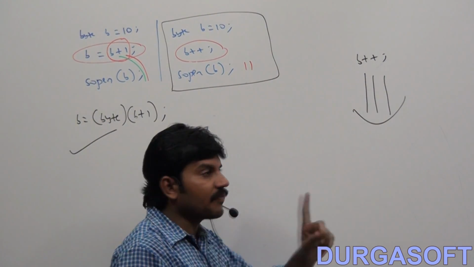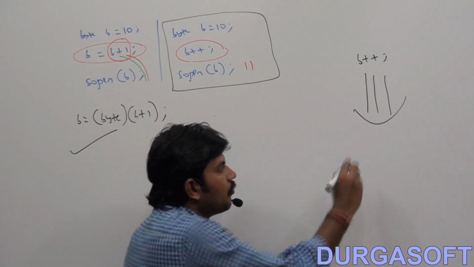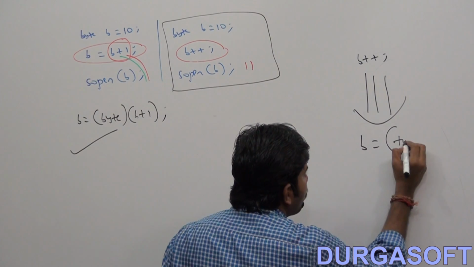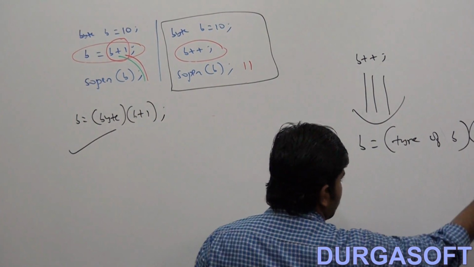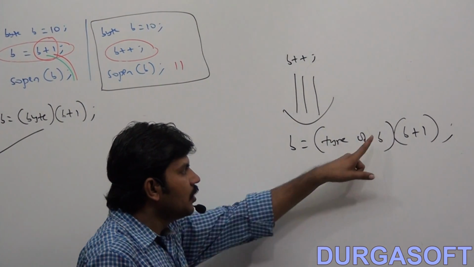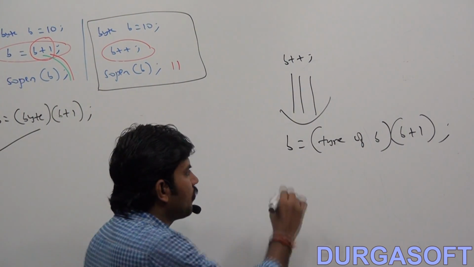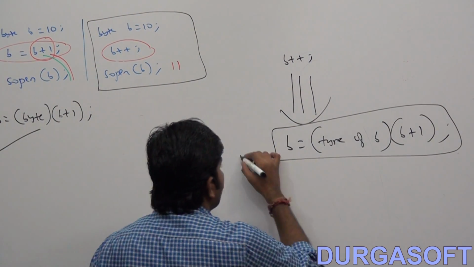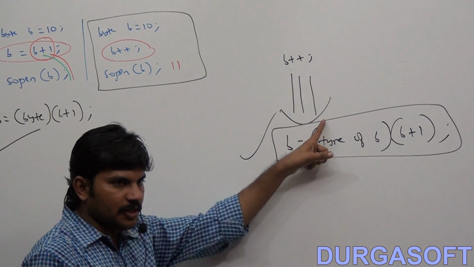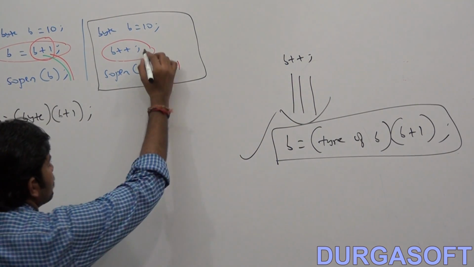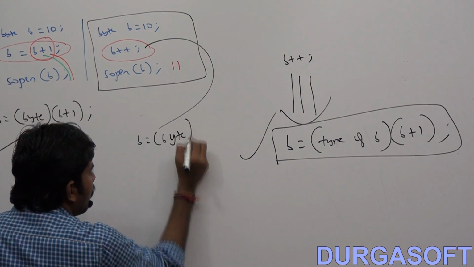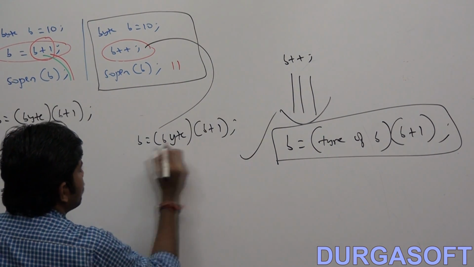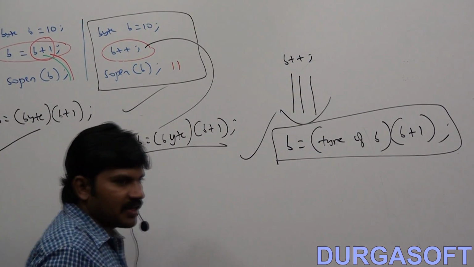In the case of increment and decrement operators, b is equal to type of b followed by b plus 1. Are you able to understand? Now b plus plus means b is equal to byte of b plus 1. That's why we won't get any compile time error in this case.